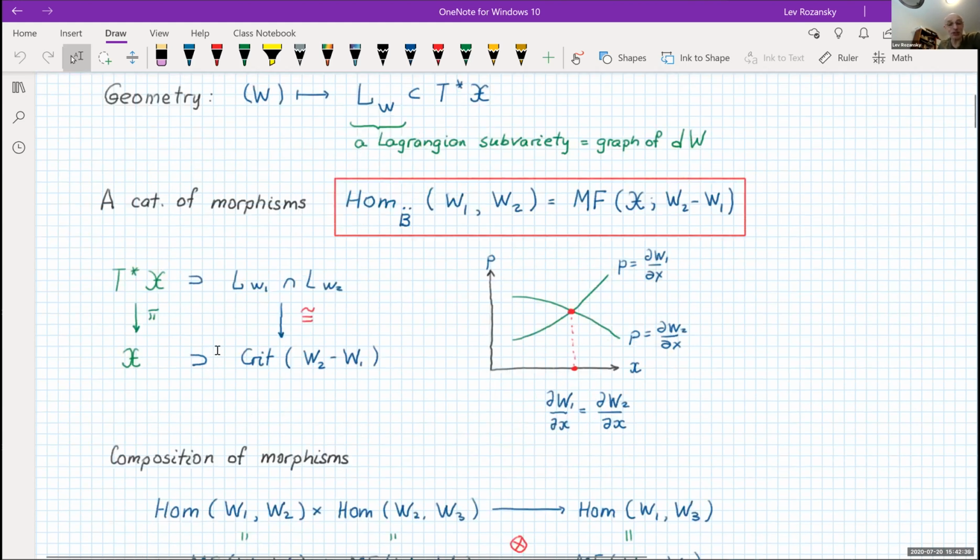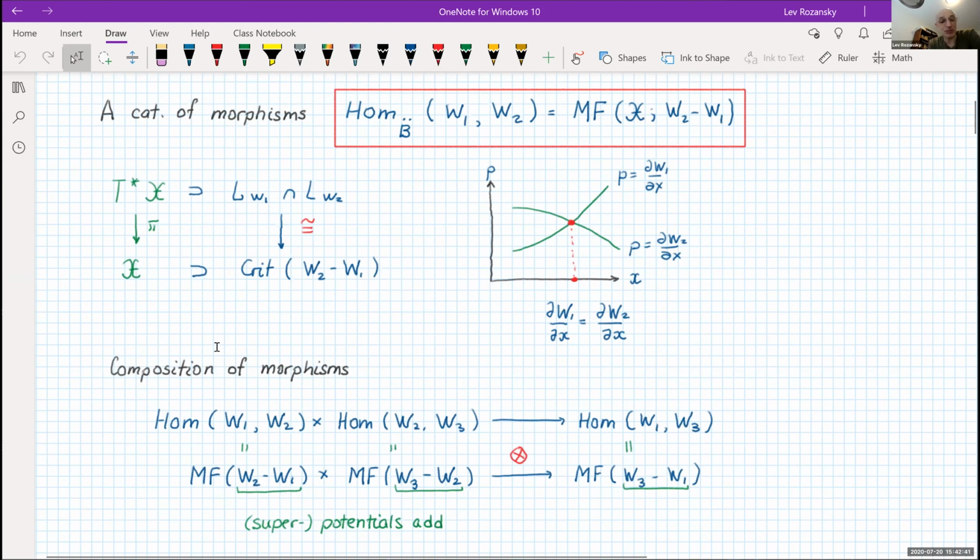Now, the composition of morphisms is the tensor product of categories, the tensor product of matrix factorizations. And here, the fact that superpotentials add up plays a crucial role. When you go from 1 to 2, it's the first difference. From 2 to 3, it's the second difference. You tensor multiply them, and the differences add up. You get the difference between 3 and 1. So this is very good.